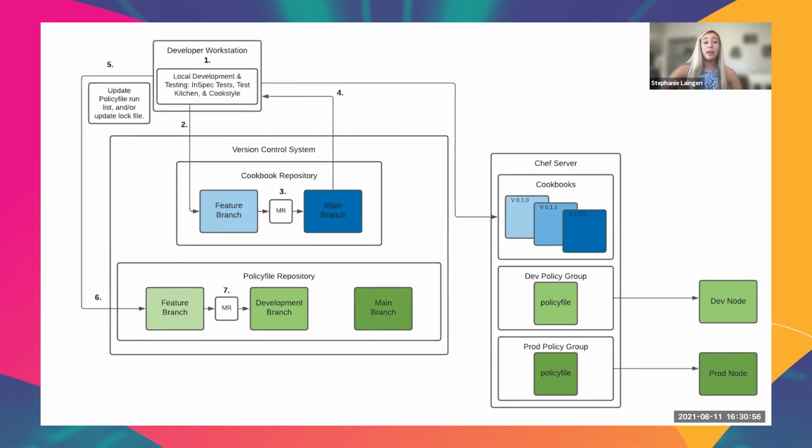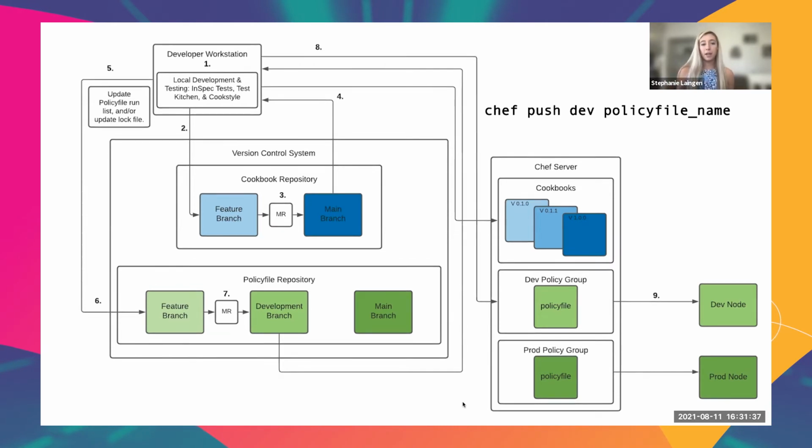The next step is to create a merge request and request peer approval before this gets merged into the development branch. As a reminder, our development branch correlates to our dev policy group, which correlates to our dev environment, our test environment. So when we request to put these changes in the development branch, we're basically saying we want these changes to be tested in our dev environment. When this is approved, all of the new policy file locks that include the new cookbook version will now live in our development branch.